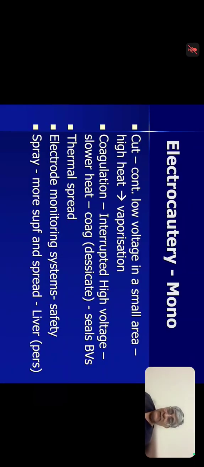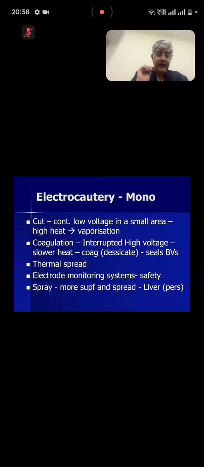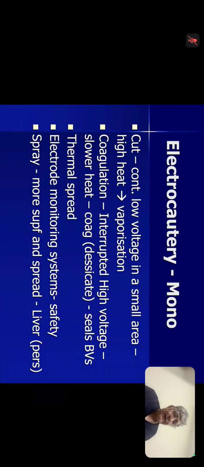So unless you're Durga or Kali with multiple legs, it's going to be a tool for surface coagulation. In fact, I find this better than argon beam coagulator, which became so popular in the West. So it's very important to know how to use it. So practice this in open surgery.